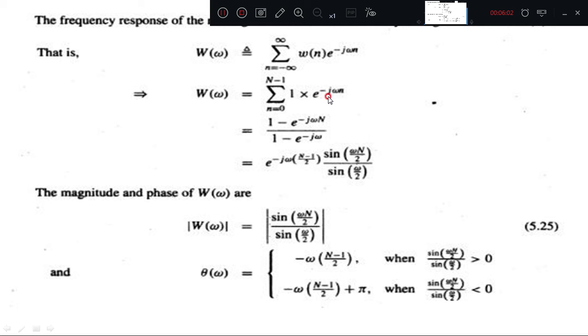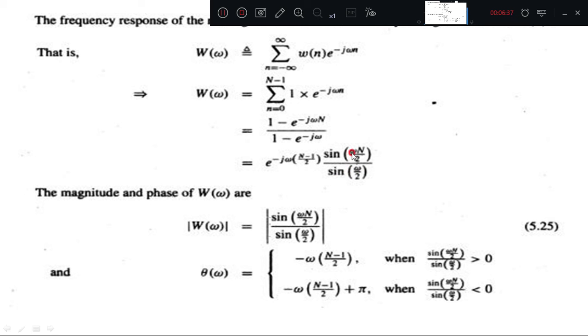Fourier transform means you have to multiply by a complex exponential function, that is e raised to minus j omega n, and using the property of summation from 0 to N minus 1, you will get 1 minus e raised to minus j omega capital N divided by 1 minus e raised to minus j omega. From both numerator and denominator, if you take out e raised to minus j omega (N minus 1) by 2, right? So what you will get? You will get sine omega N by 2 divided by sine omega by 2, right?